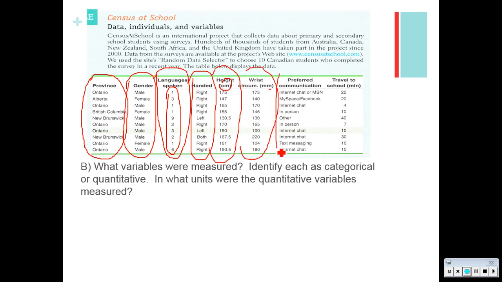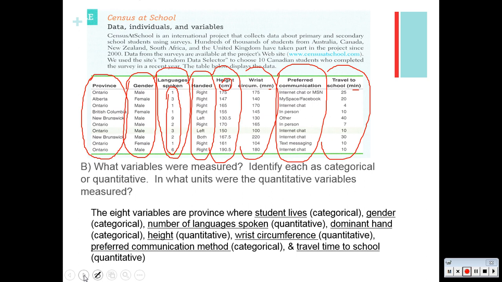The preferred mode of communication would be an example of a categorical variable. And then the last variable here is travel time to school. That would be an example of a quantitative variable, and that is measured in minutes. So in terms of just listing the different variables and what type they are, this is what we got here.